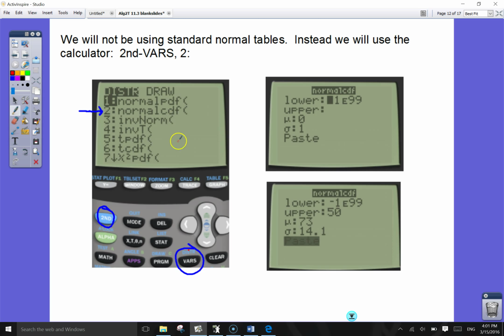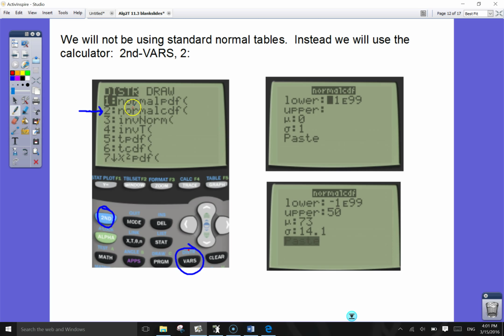Okay, that means cumulative distribution function, which means it's going to be adding up the area underneath the curve, in between two x values, right? The normal PDF is for a point. It's only going to tell you the height of the curve at one point. That would not be of interest to us, so we don't use that.